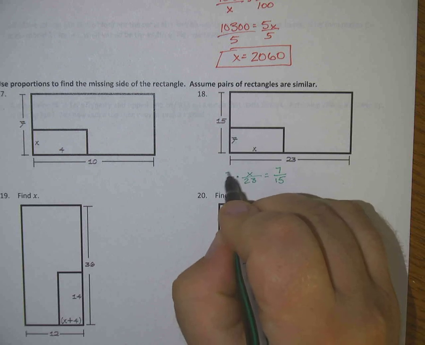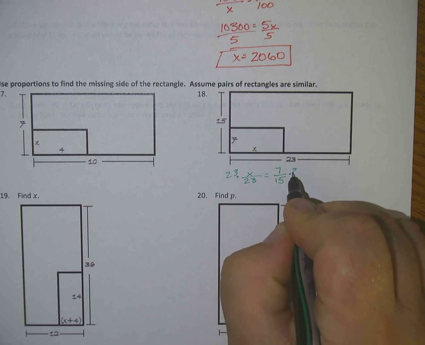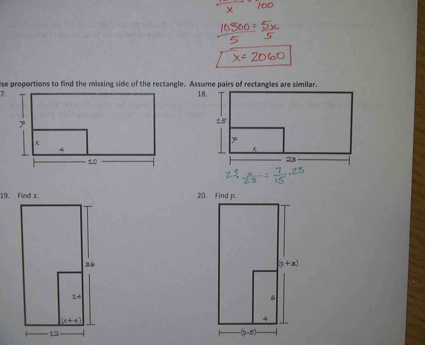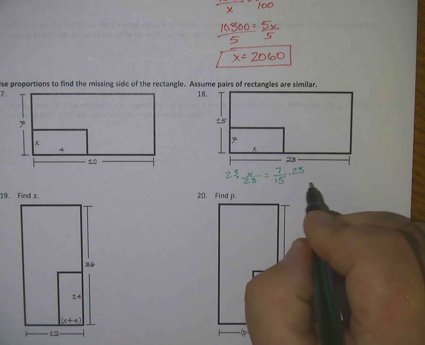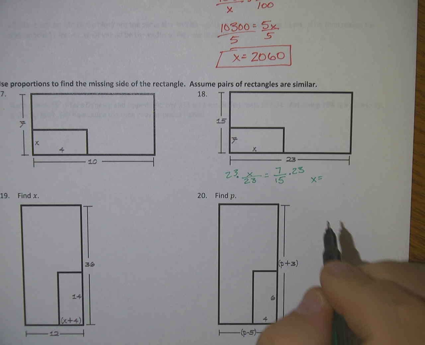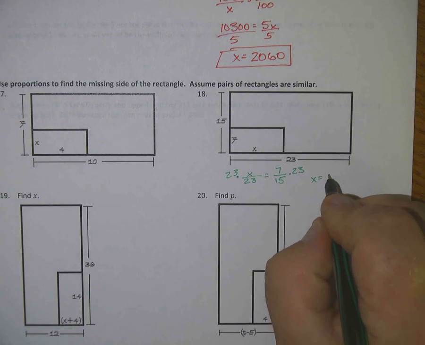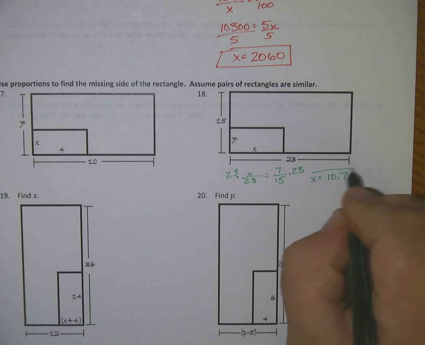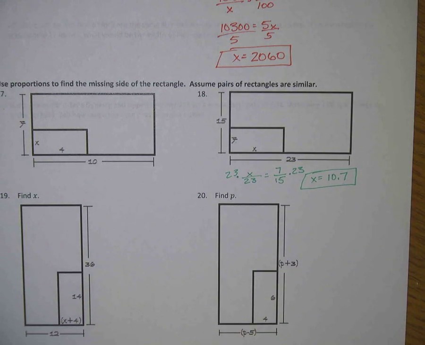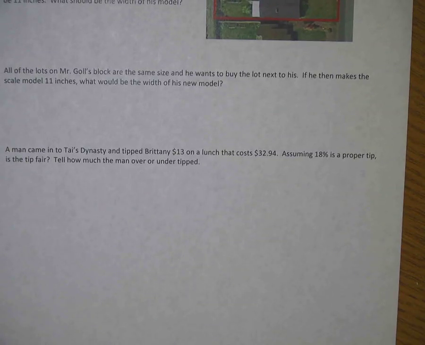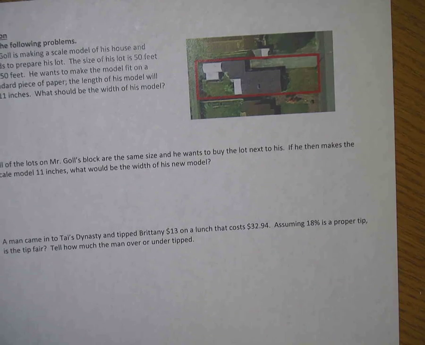To solve this, all I have to do is multiply by 23. Okay, so let's go 7 over 15 times 23. And whenever you get a decimal, just make sure you go ahead and round that to the nearest tenth. And so this one would give us 10.7. Okay, I'm going to leave the rest of those for you to do. And let's go ahead and look at the application problems.